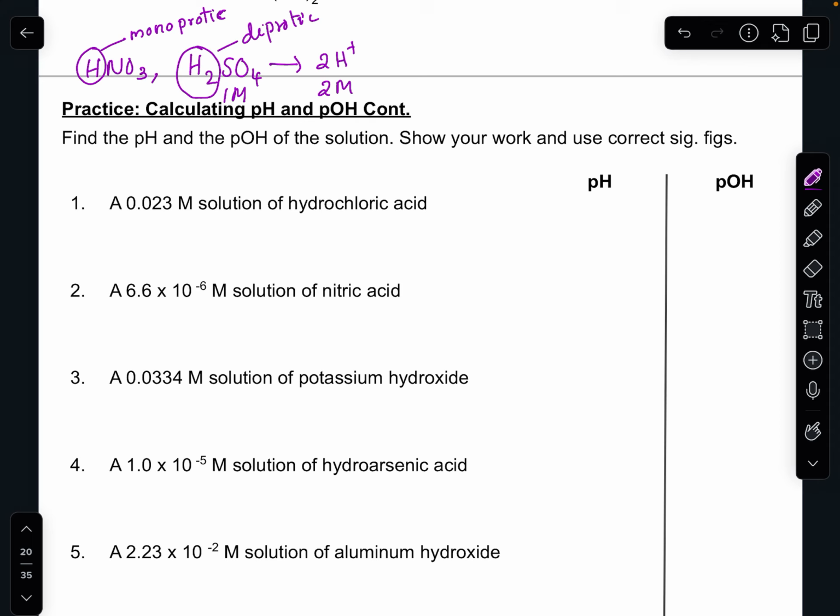And also the same thing for bases. Say for example you have sodium hydroxide and calcium hydroxide. Okay, sodium hydroxide is a monobasic base. It is monobasic because it has only one OH ion. But calcium hydroxide, you can see it will release what? 2 OH, so it will be dibasic.